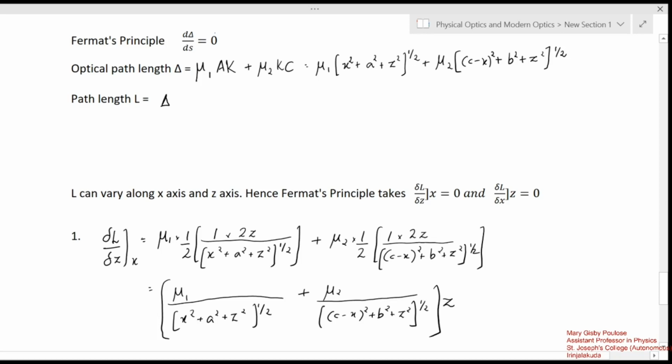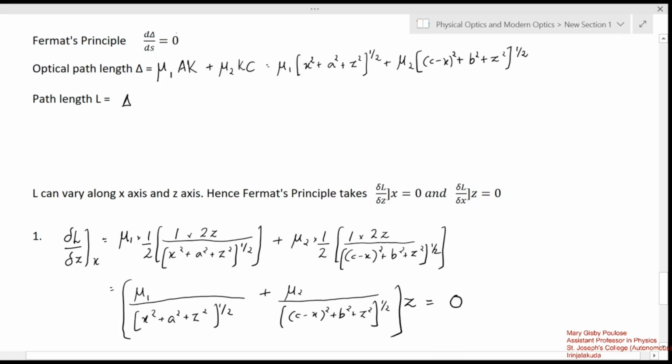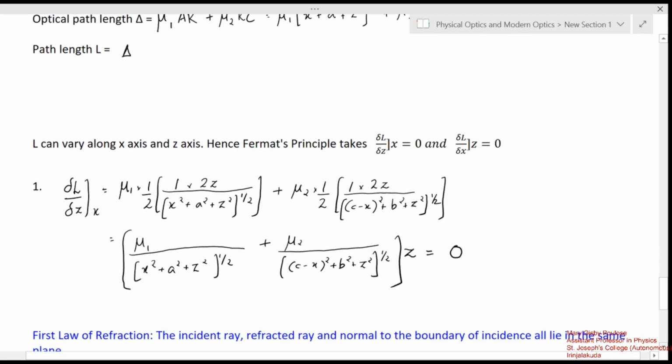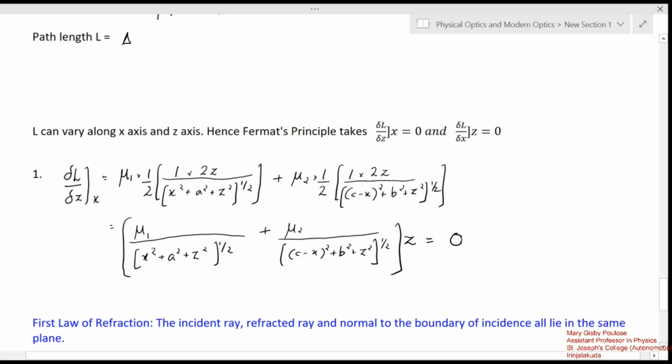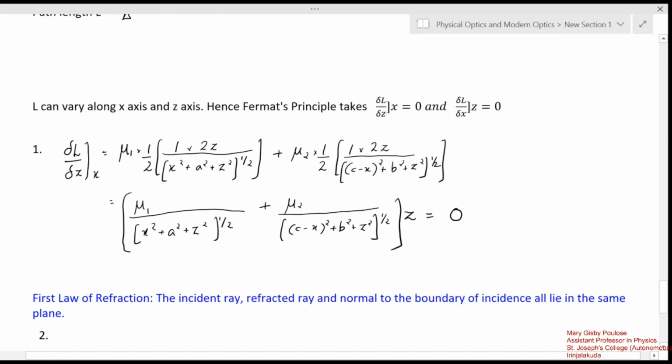this term into z. So according to Fermat's principle, this is equal to 0, right? So the product of these terms should be equal to 0, which implies that either the first term or the second term should be 0. Here in the first term we can see that μ1 is not 0, it is a positive number, being the refractive index of a medium. μ2 is again a positive number, it cannot be 0. Refractive indices have the least possible value of 1, that is of air.